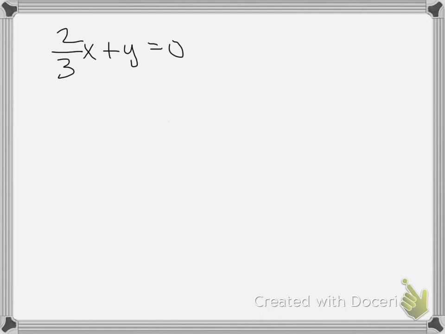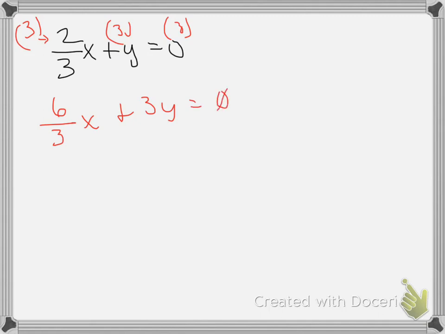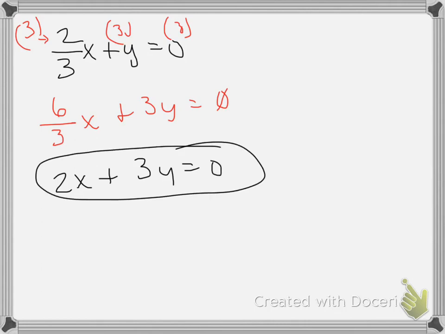This, however, has a fraction, so we take the denominator right there, and we're going to multiply it to everything. 2 times 3 is 6 over 3x, plus 3 times y is 3y, and then 0 times 3 is 0. How many times does 6 get divided by 3? Well, it should be 2x plus 3y equals 0. And that's exactly how we do this video.